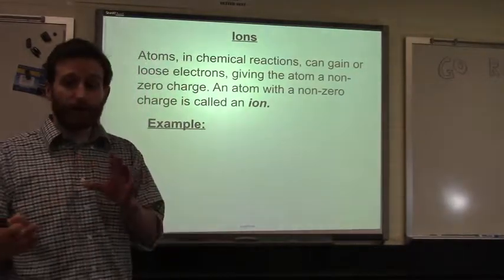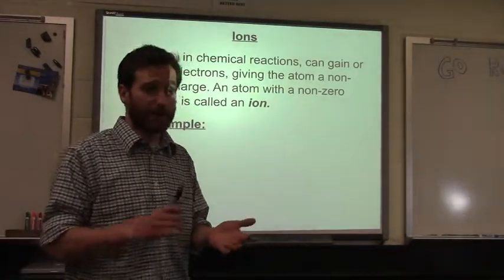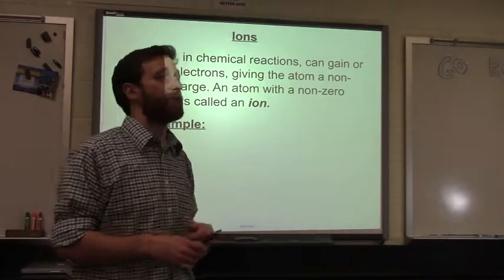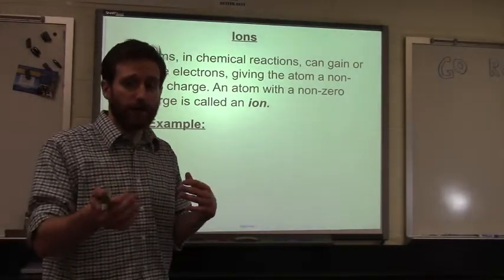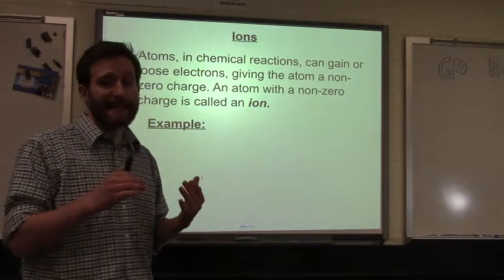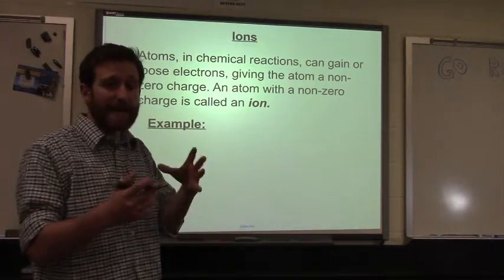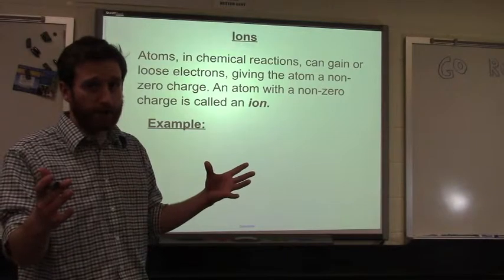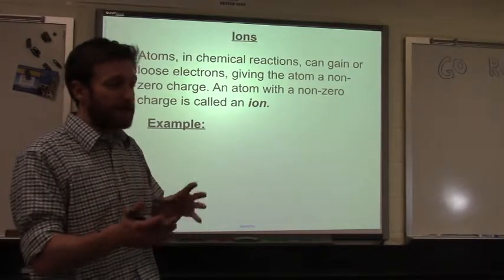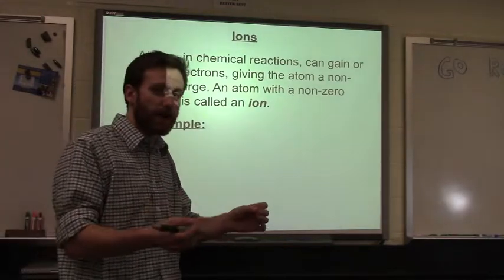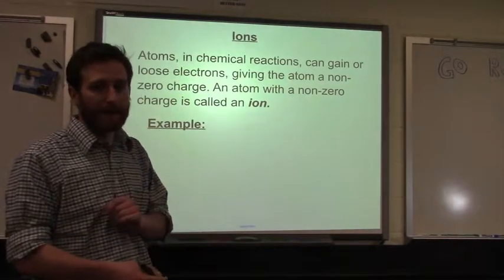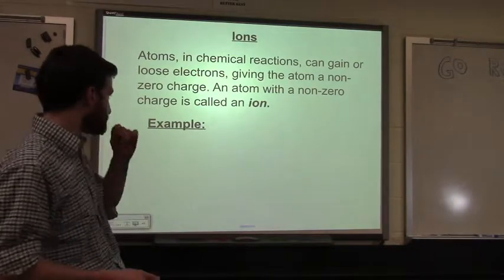However, electrons in chemical reactions are either gained or lost by atoms. And so when an atom gains or loses electrons, when an atom gains or loses negative charge, it's going to take on some non-zero charge. It could be positive, it could be negative, but whenever an atom has taken on a non-zero charge, we think of that atom as an ion.